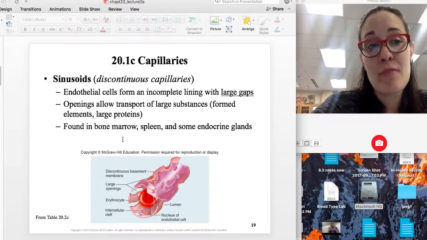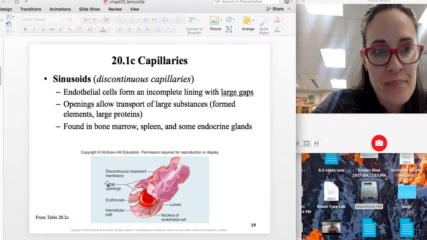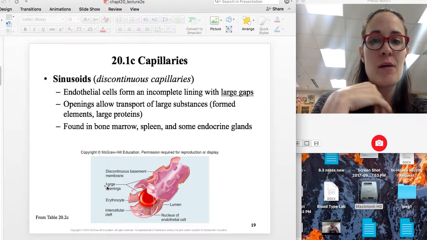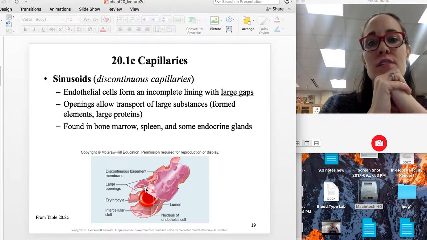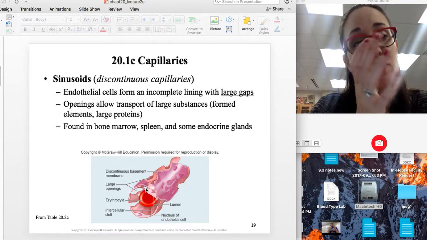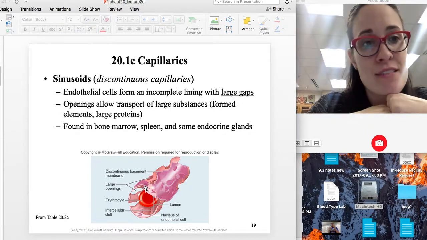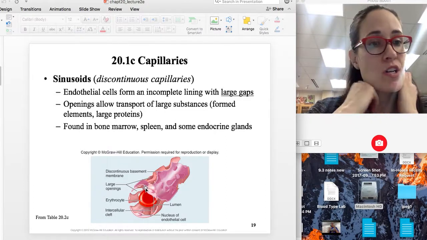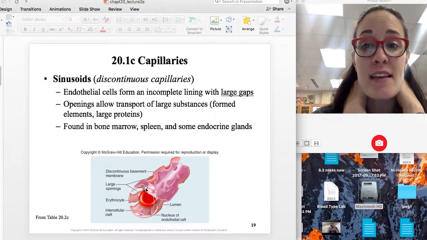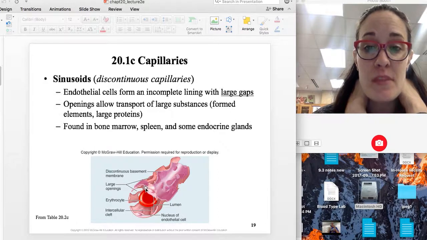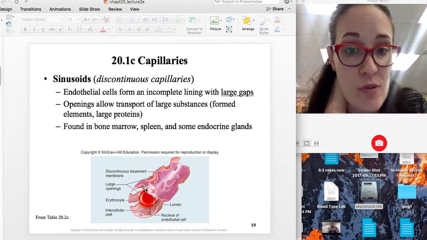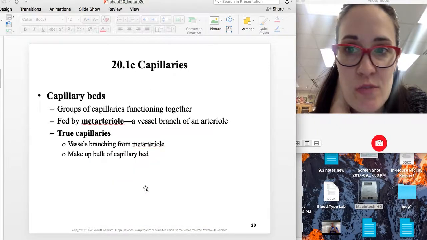The last type of capillary is called a sinusoid. Think of sinuses in your skull, big openings. Here's the holes of the sinusoids. So there are large gaps in between the cells. And so, of course, larger things can pass through these capillaries. So large formed elements, large proteins. So we're going to find these in the bone marrow, the spleen, and then some endocrine glands have some sinusoids, and even in the liver as well.